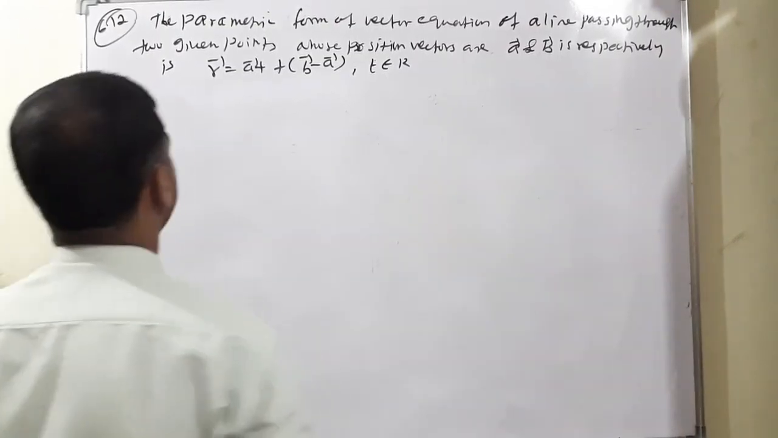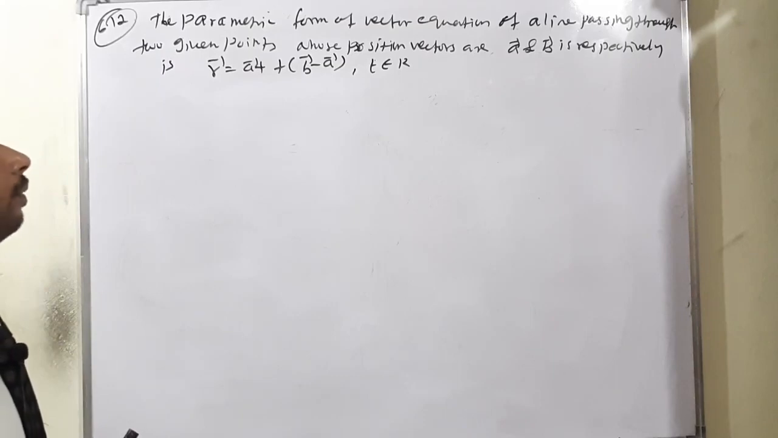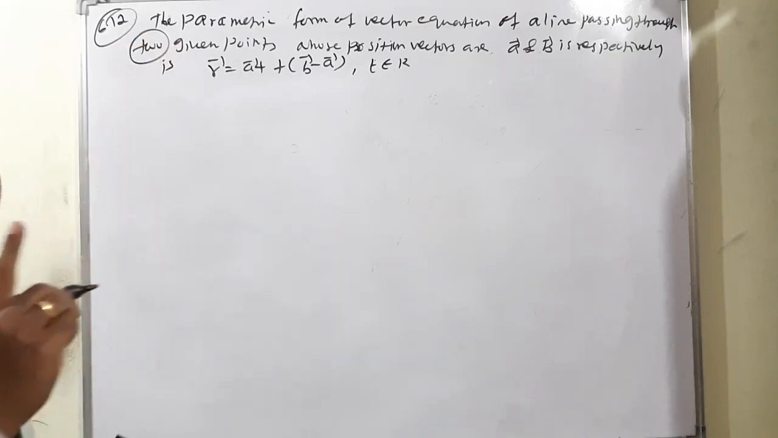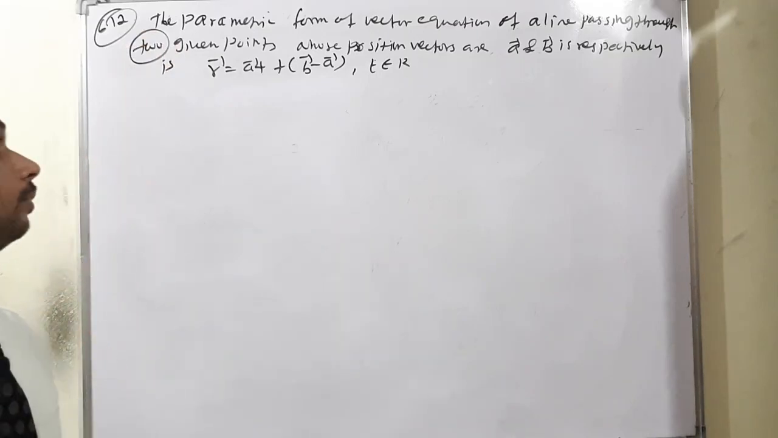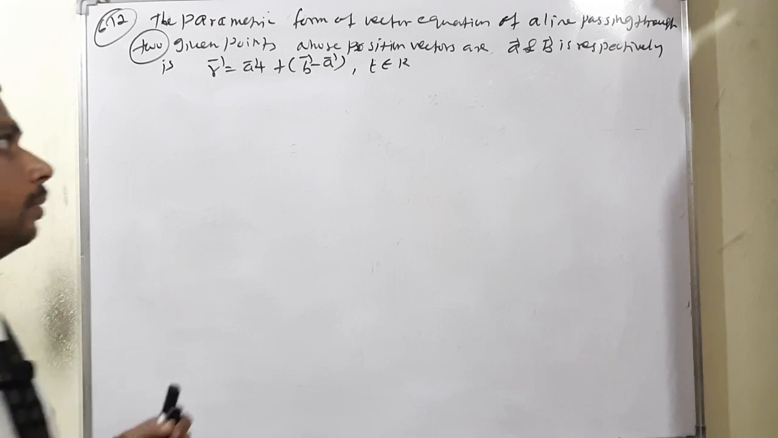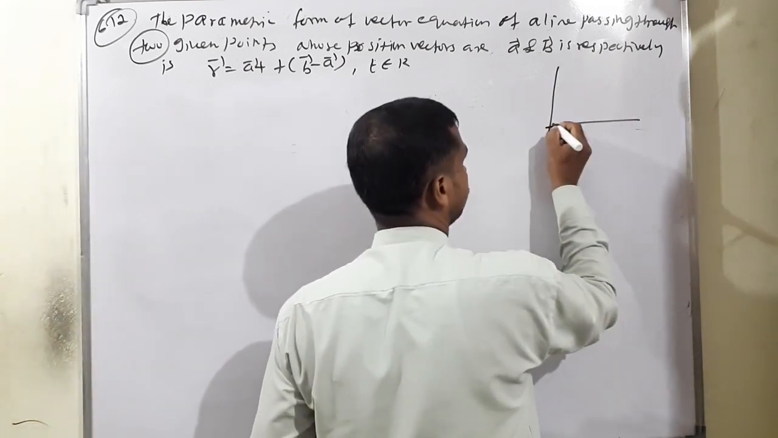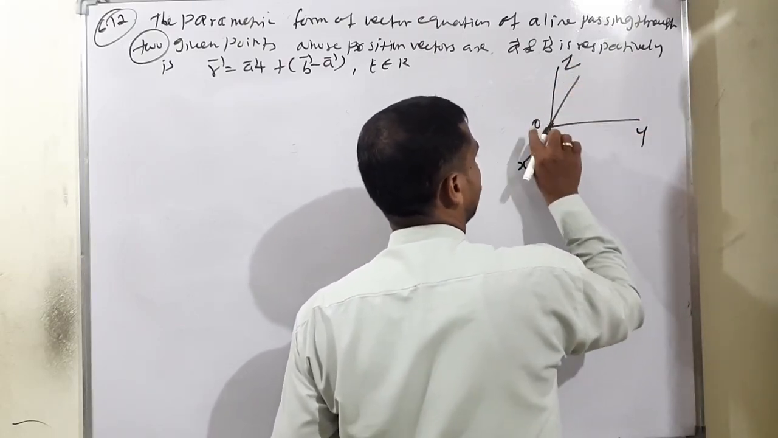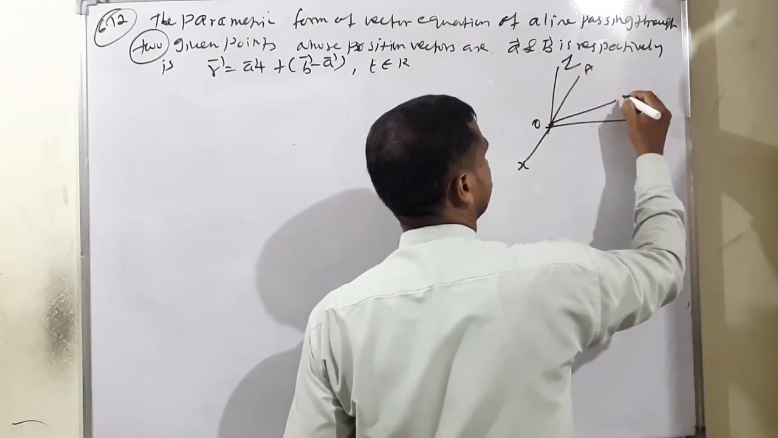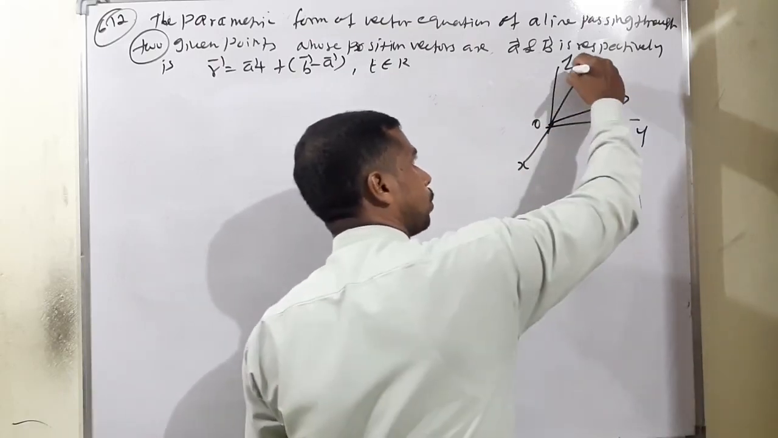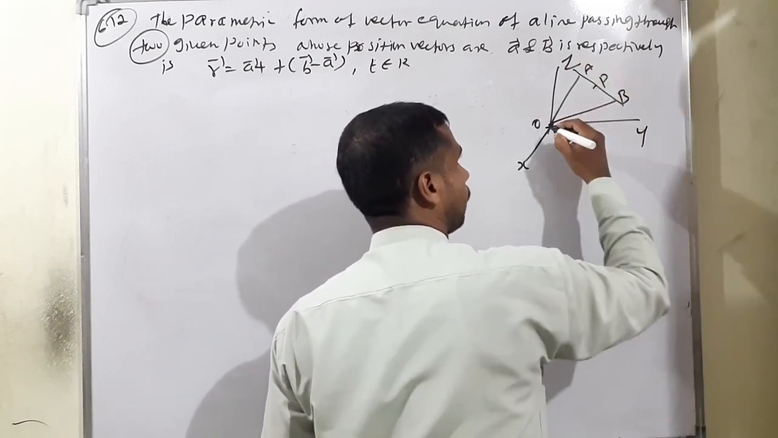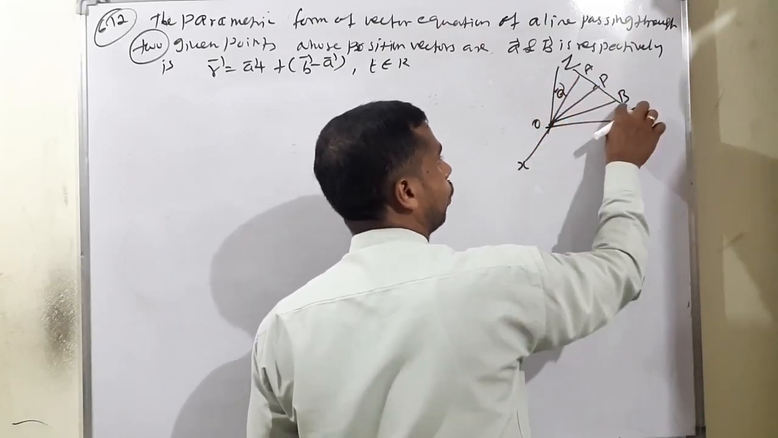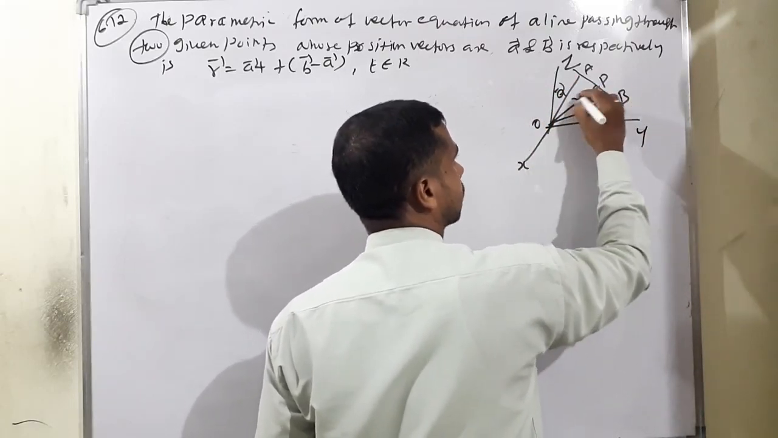Moving to theorem 6.12. Condition: the parametric form of vector equation of a line passing through 2 points. Okay, theorem 6.11 had 1 point and a vector, but here 2 points are given. If you draw the diagram, x axis, y axis and z axis, this is origin point O. The first point consider for A, second point consider for B. Joining A and B, the centre point consider for P. Drawing OP also. Therefore, let OA be A vector, OB be B vector, OP consider for R vector.